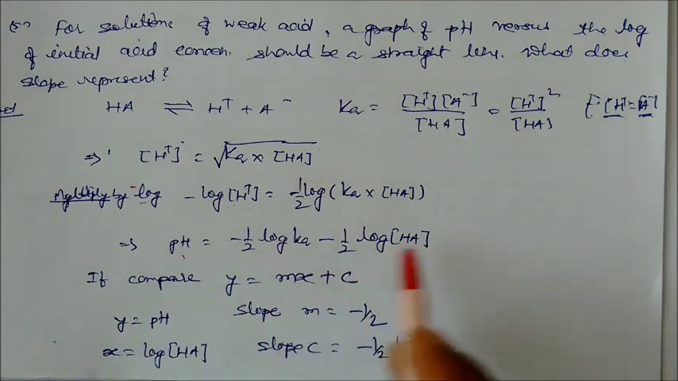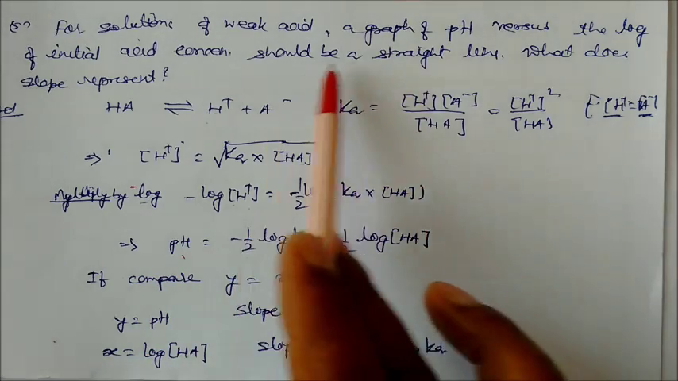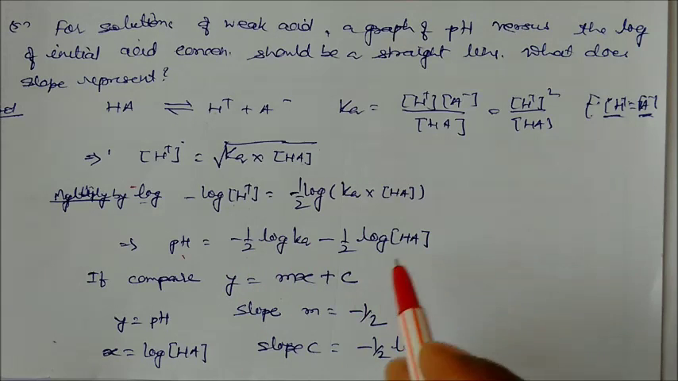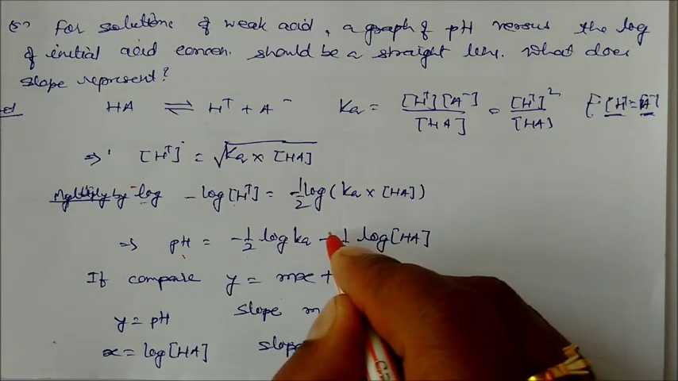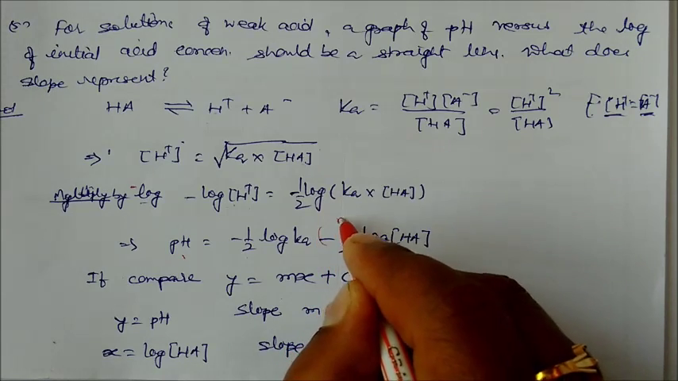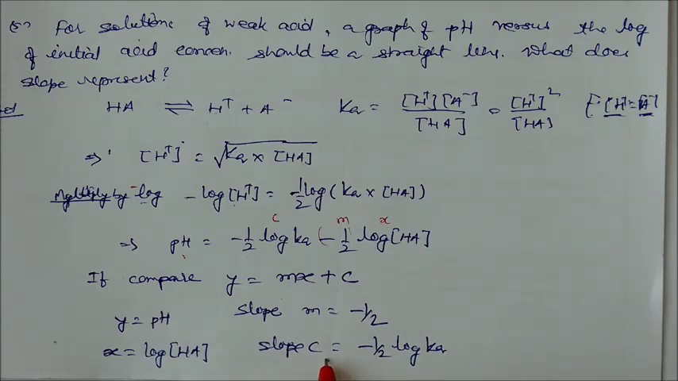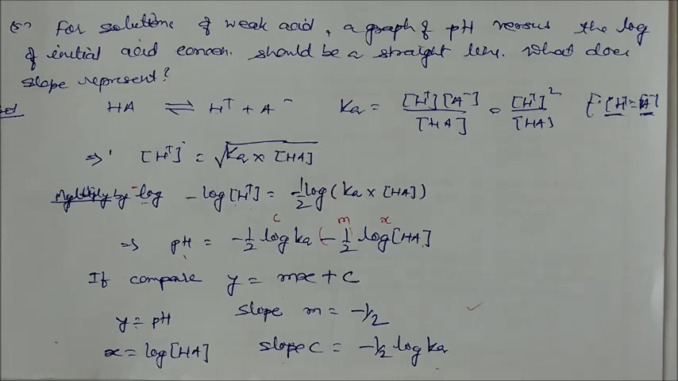Now this is the equation of a straight line, y equals mx plus c. Here pH is y, the half with the minus sign is m, the slope, log of HA is x, and minus half log K is c. Everything fits y equals mx plus c. So this is our answer.